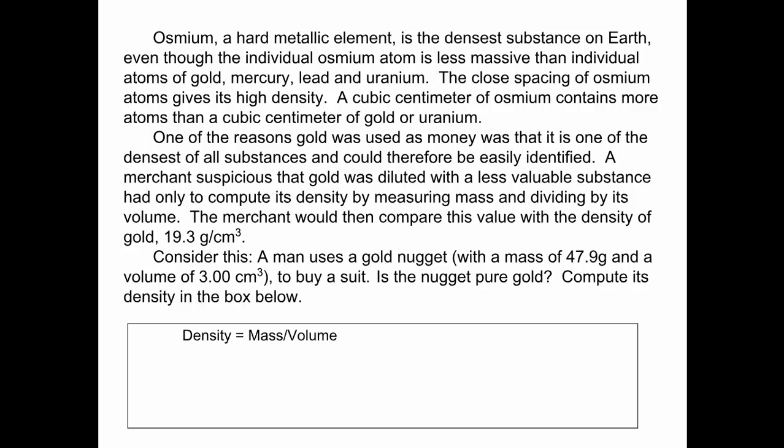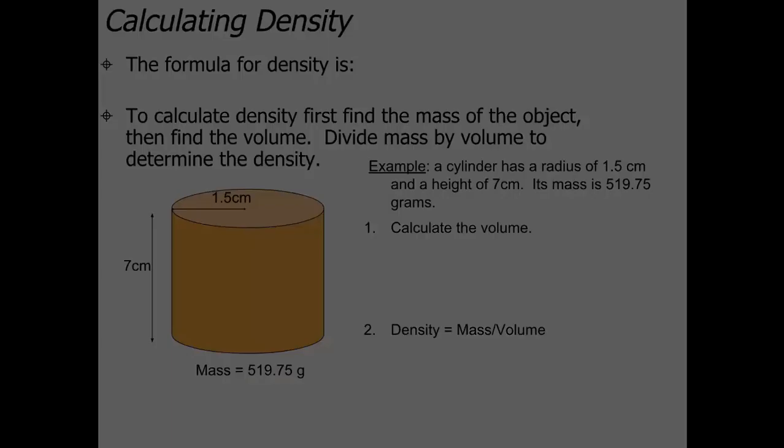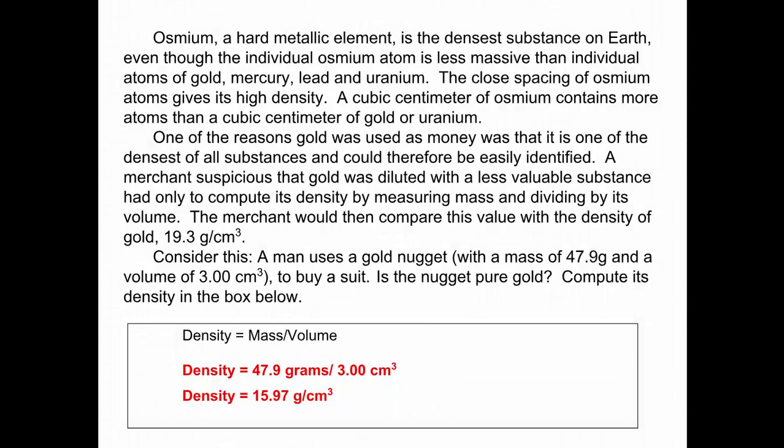Is this gold? You think it's gold, Walker? No, because when I divided 47.9 by 3, I got 15.966. So, no, it is not. When I take the mass of this gold nugget, which was 47.9 grams, and divide it by the volume of this gold nugget, 3 cubic centimeters, I find it actually has a density of 15.97 grams per cubic centimeter, and that is not the density of gold. We know this is not gold.